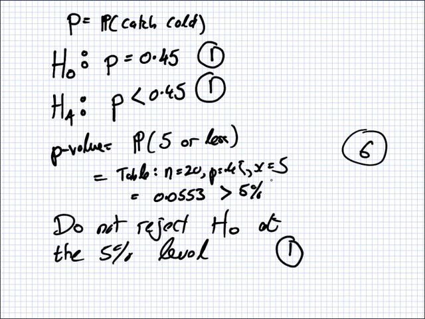How else did they give you the 6? 1 mark for saying 5 or less. 1 mark for actually getting the answer here. So have I got 6 yet? No, 5. Oh, and then 1 mark for comparing it to 5%. There we go, that's the 6. 1, 2, 3, 4, 5, 6, yeah.